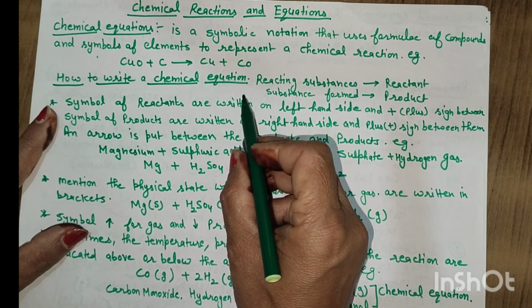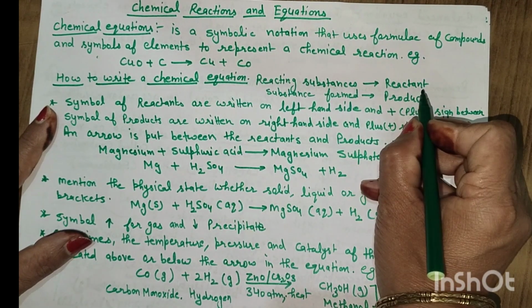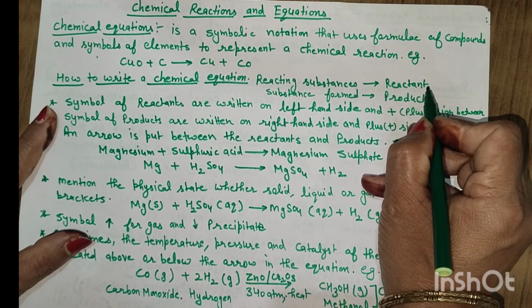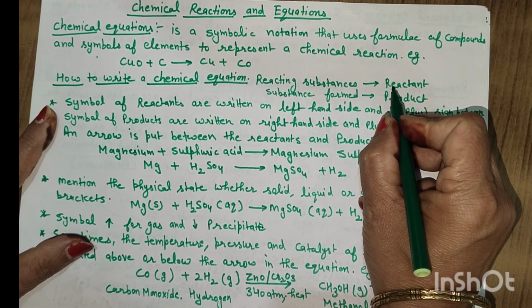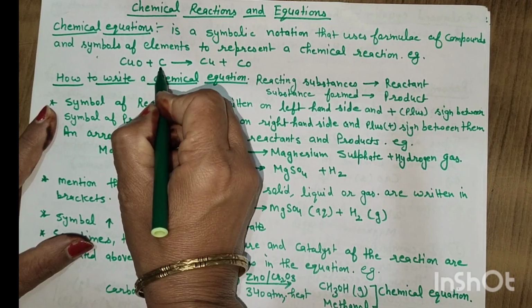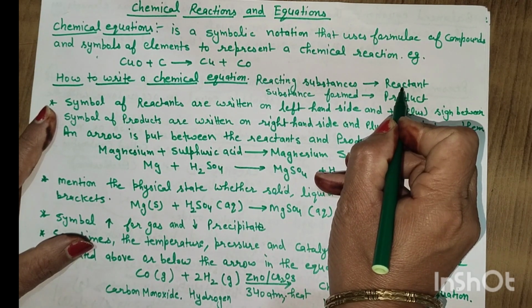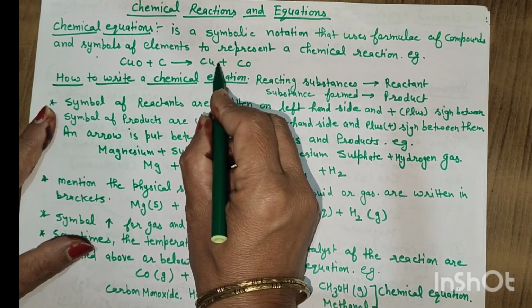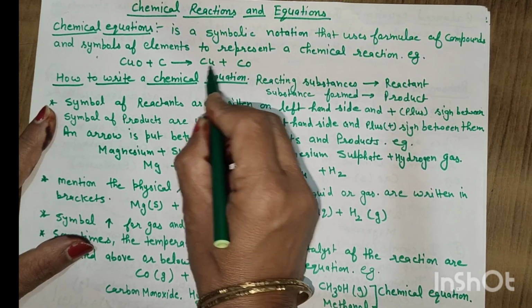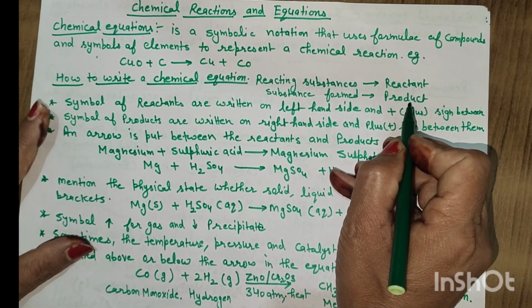How to write a chemical equation? To represent a chemical reaction, there are two kinds of substances, reactants and products. The reacting substances, CuO + C, are called reactants, and the substances formed after the reaction, Cu + CO, are called products.